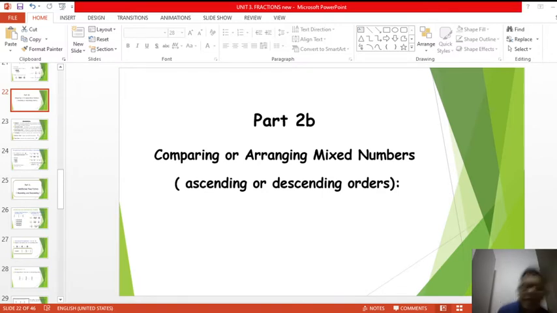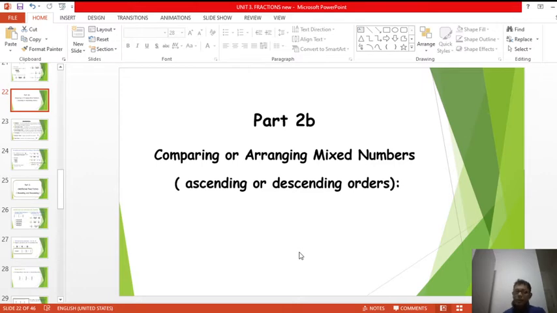And again, this is Teacher RJ, and today we'll be discussing, still with Unit 3 in our book, fractions. This time we are in part 2 of our lesson, but this time it's part 2B. I put this into this partition so that you will have the time to understand each part of our topic. So here in part 2B, we are now learning comparing or arranging mixed numbers.